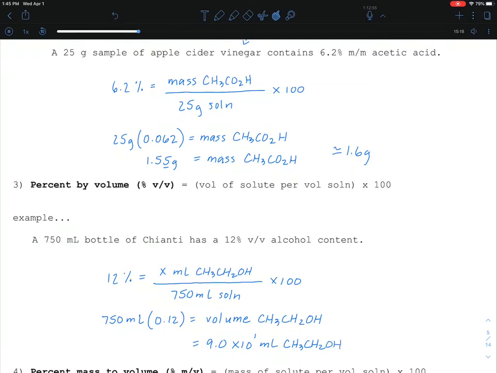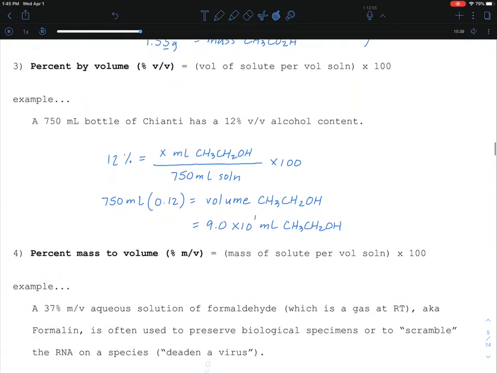But if you're just doing this calculation because you're curious, that bottle of wine, if it has a 12% by volume alcohol content, it means that in that entire bottle, 750 milliliters of Chianti, there are 90 milliliters of ethanol. So that's what that means. And then there's another one that people might be familiar with.